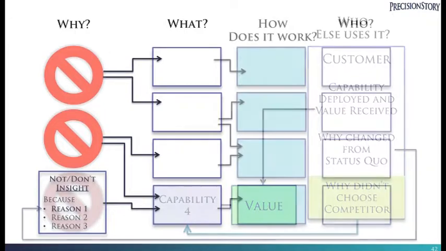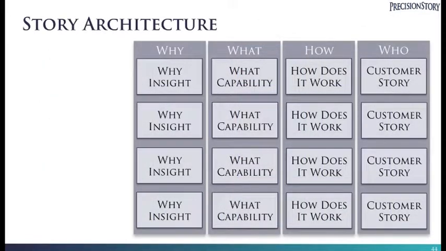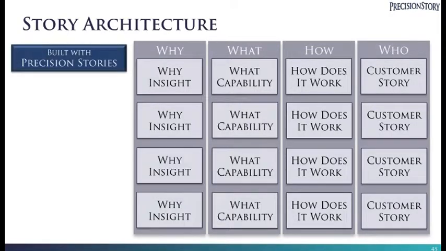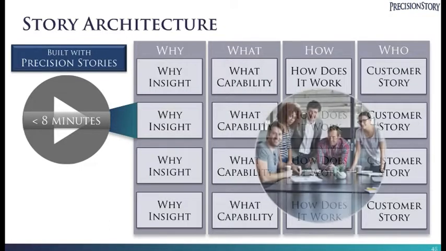Finally, we have the how stories, which explain how the product works. How stories should touch upon all the described capabilities. When done, your story architecture will consist of a number of well-defined story modules or precision stories, answering the why, what, how, and who questions. When building, we recommend each precision story be told in less than 8 minutes by an assigned storyteller who ideally is felt will do a great job telling the assigned story.